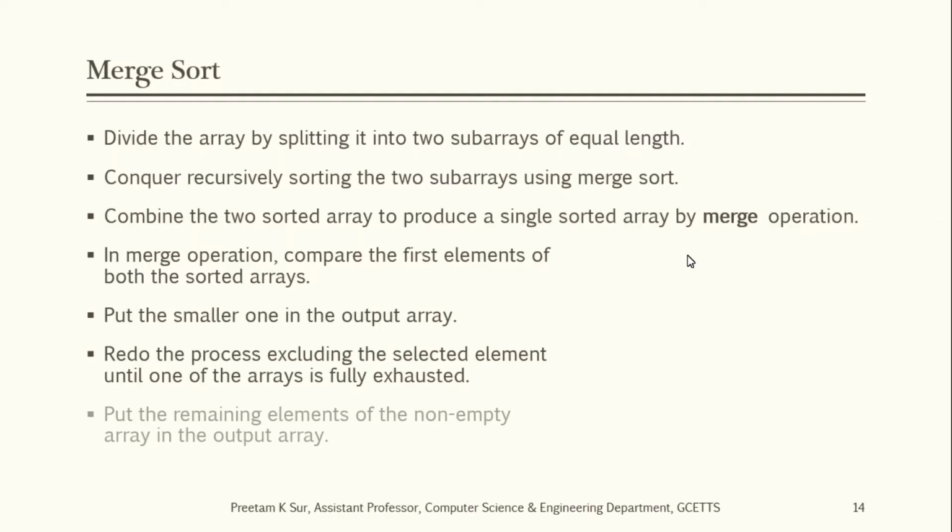Now, if you try to imagine, you will understand that in this process, one of the sub-arrays, left or right, is going to be exhausted first. Both of them cannot be exhausted at the same time. So one of them has to be exhausted first. Then the other part will have some elements left over, right? So what we have to do with those leftover elements is put the remaining elements of that non-empty subarray into the output array.